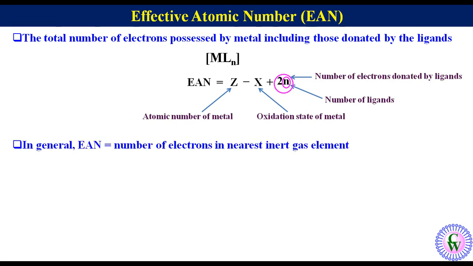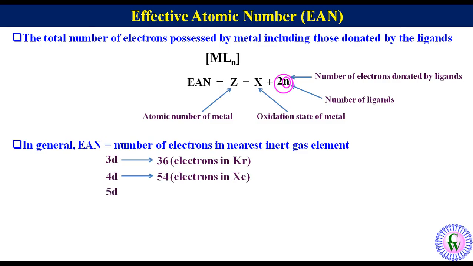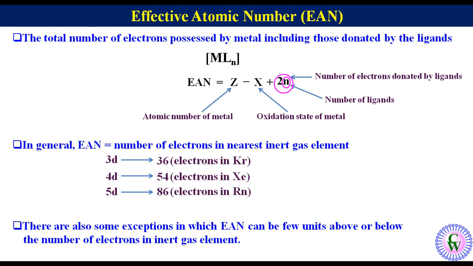In general, effective atomic number of a metal in a complex is equal to the number of electrons in the nearest inert gas element. Means for 3d transition series elements, it will be equal to 36, which is equal to the number of electrons in krypton. For 4d series, it will be equal to 54, and for 5d series elements, it will be equal to 86. However, in some cases, effective atomic number can be few units above or below the number of electrons in inert gas element. That we will discuss later.